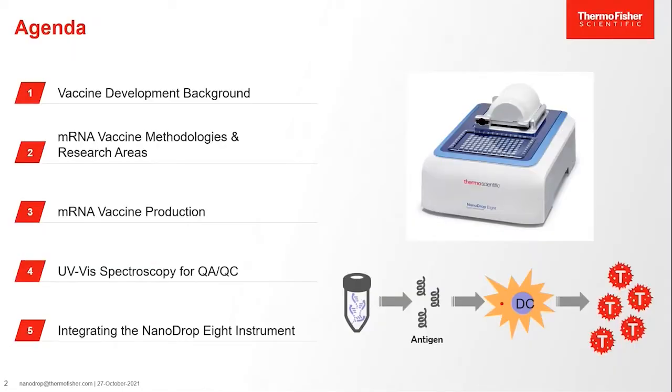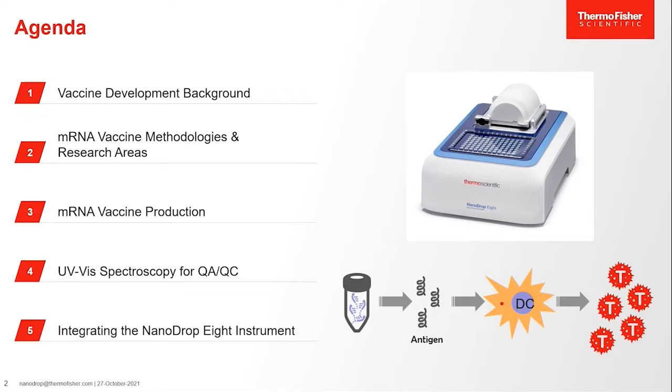Now, we don't have a whole lot of time, but we're going to go through these 5 agenda topics. So we'll go through a brief history of vaccine development and the background for that topic, mRNA vaccine methodologies and research areas, and mRNA vaccine production. Now, each of those 3 topics could be a webinar or an entire webinar series in and of itself, so we'll touch on all of those at a high level.